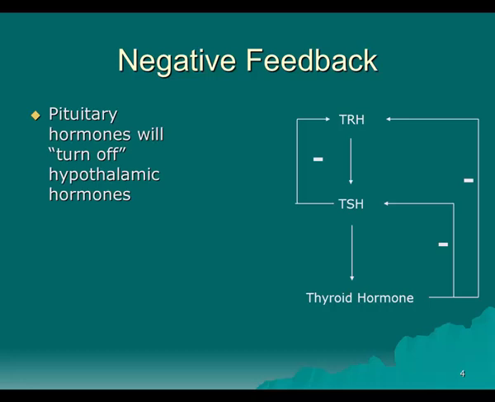Pituitary hormones will turn off hypothalamic hormones. In this diagram, TRH is stimulating the release of TSH, which in turn stimulates the release of thyroid hormone, as expected. However, when TSH levels are high enough, it will shut off TRH secretion, and when thyroid hormone levels are high enough, it will shut off both TSH and TRH secretion. Negative feedback keeps the levels of all of these hormones fairly level. This method is used for all the hypothalamic anterior pituitary hormones.